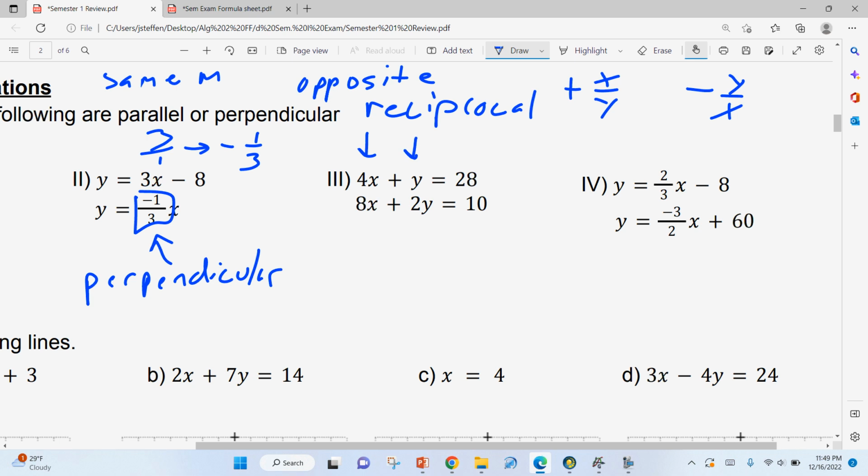So for my first one, negative a over b is negative 4 over 1. So that's going to be negative 4. So that's my first slope. My second slope, the second one, is negative 8 over 2. That reduces down to negative 4. So those are both the same, so that is parallel.